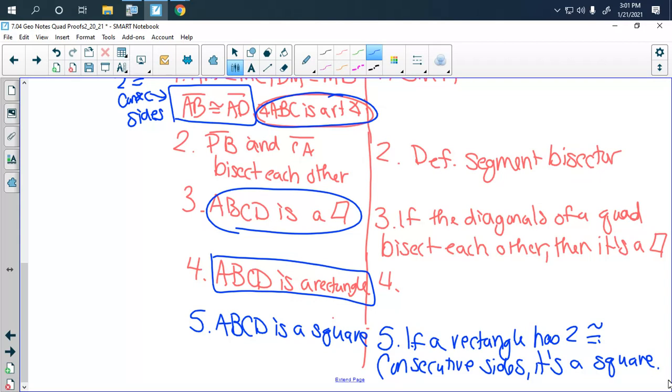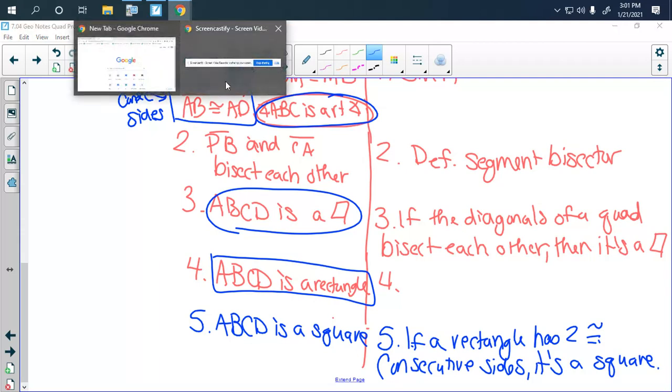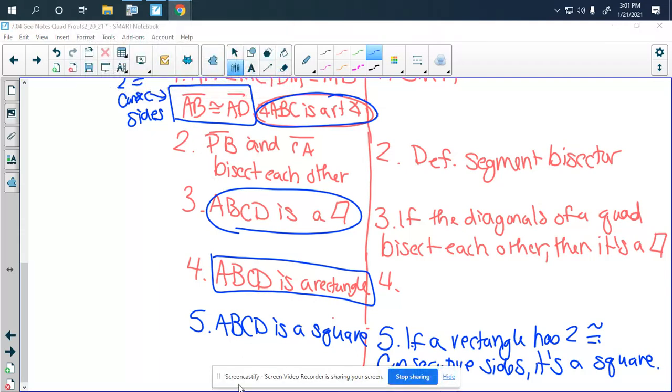So again, remembering your family tree of your quadrilaterals is important and helpful here when doing these proofs as well. All right. Make sure you practice these, redo them again if you weren't able to get them on your own. See me with any questions, and pie out.